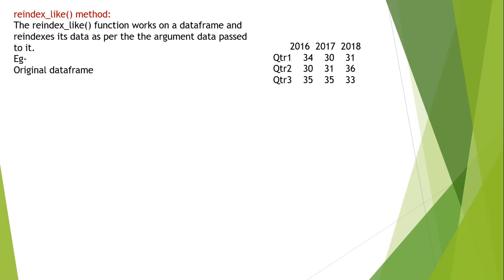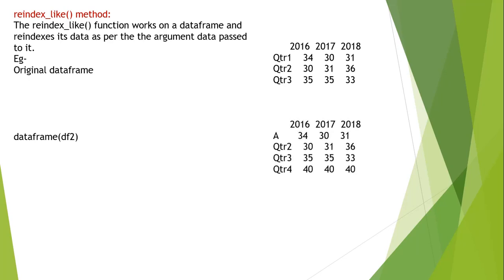Okay. In a similar way, here also for the reindex_like method, if this function has to work on a data frame, then reindexing of the data as per the data argument requires a new data frame as well, or you can say a reference data frame. Now suppose this is the data frame df2. It has been printed like this: 2016, 2017, 2018, and the index names are a, qtr2, qtr3, and qtr4. Now the values of 2016, 17, 18 have been given.